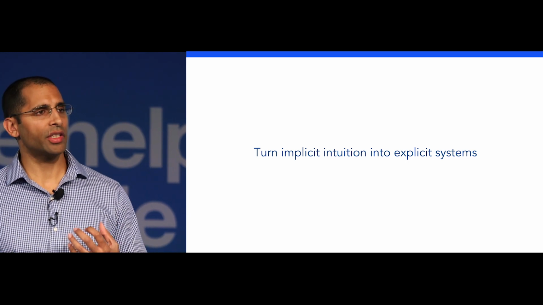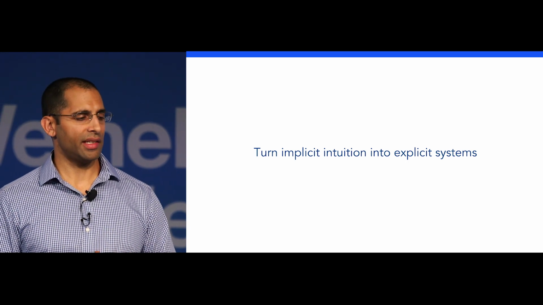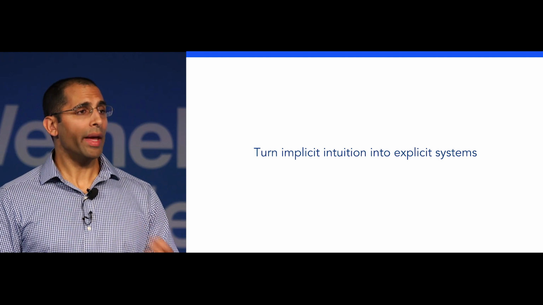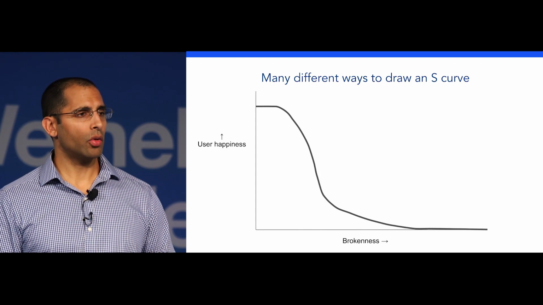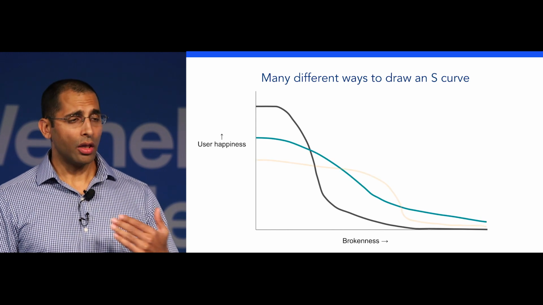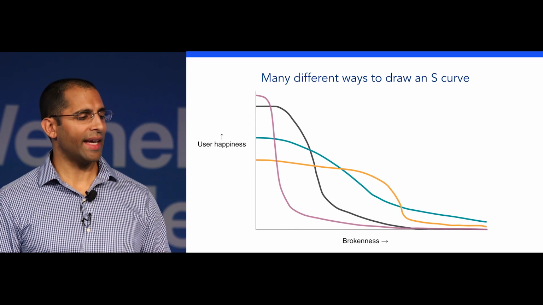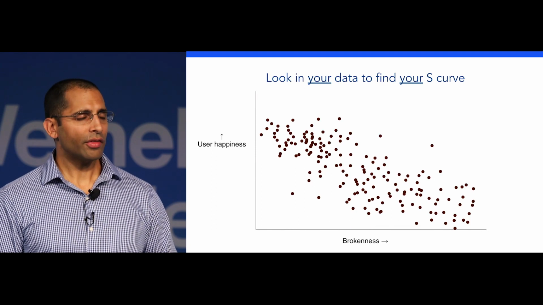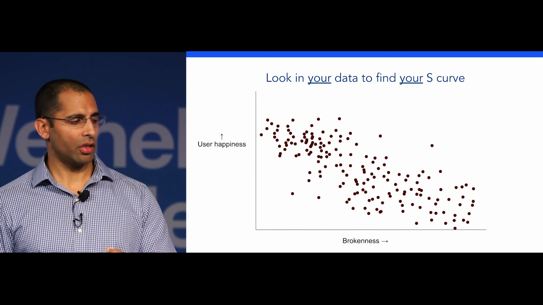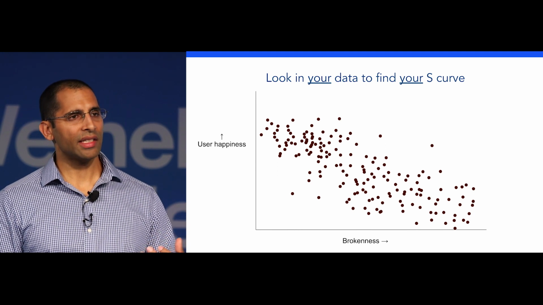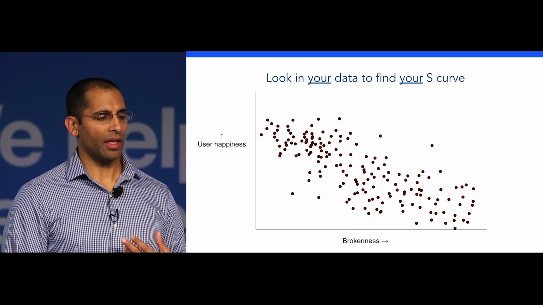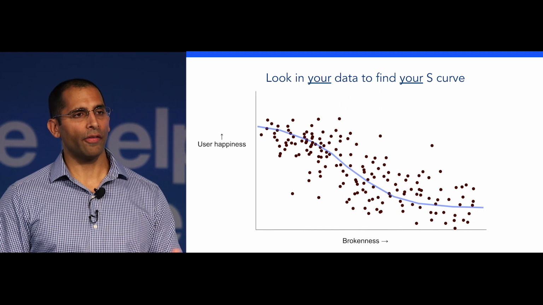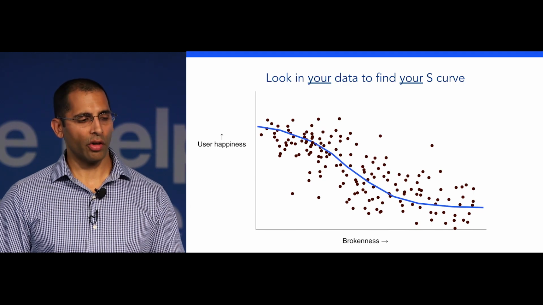So you take all of this understanding and you want to put it into empathy for the user. You want to turn implicit intuition and an understanding of user experience into explicit systems. I showed you many ways to draw an S-curve. And these are going to vary across all the products. A lot of cases are going to follow the S-curve, so you can count on that, but there are so many different ways to draw this S-curve. You have to look in your data to find your S-curve. Figure out your definition of user happiness and your definition of brokenness and chart them. And then draw the curve through them to figure out where the thresholds are for your product.